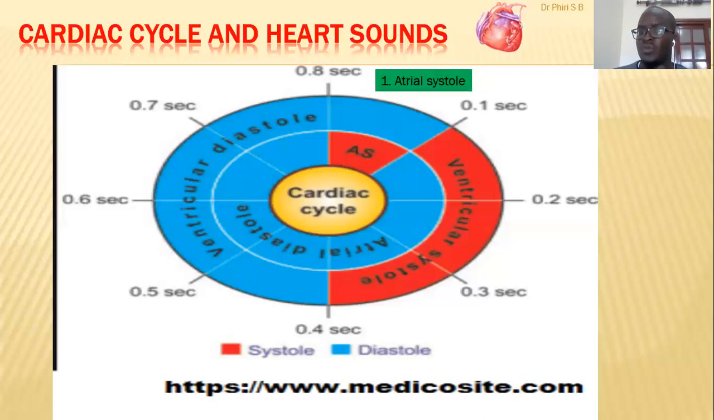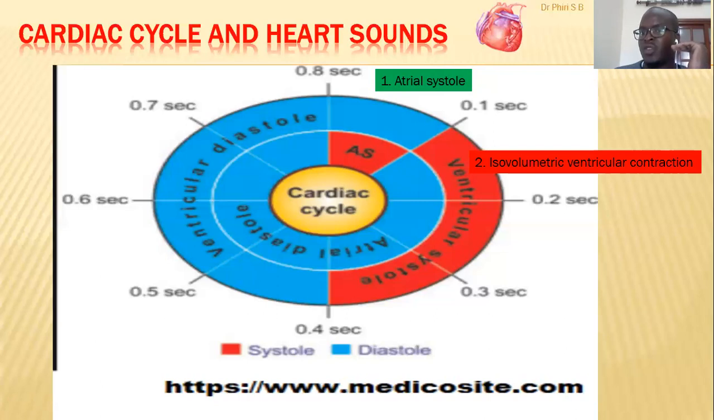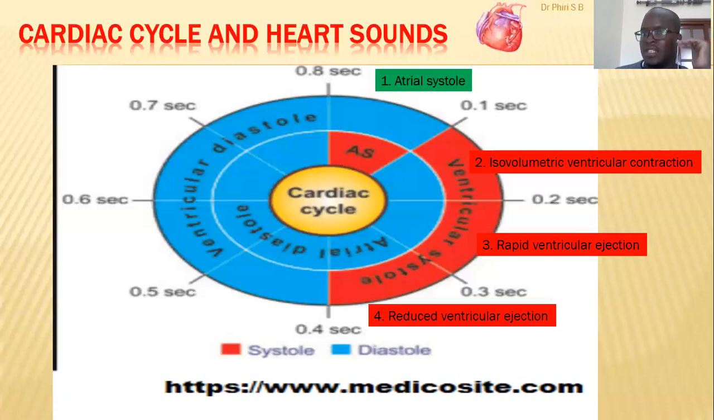Then phase 2, the ventricles now are contracting. So instead of looking at the activity of the atria, you will now shift to the activities of the ventricles in the cardiac cycle. The first one is the atrial systole, then it is followed by contraction. Contraction is divided into 3. So you have phase 2, which is referred to as isovolumetric ventricular contraction. Phase 3, rapid ventricular ejection. Phase 4, reduced ventricular ejection.